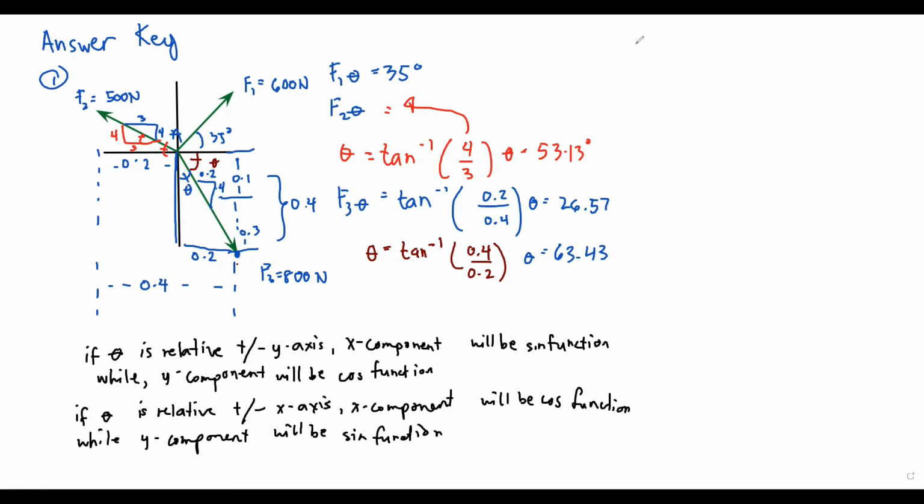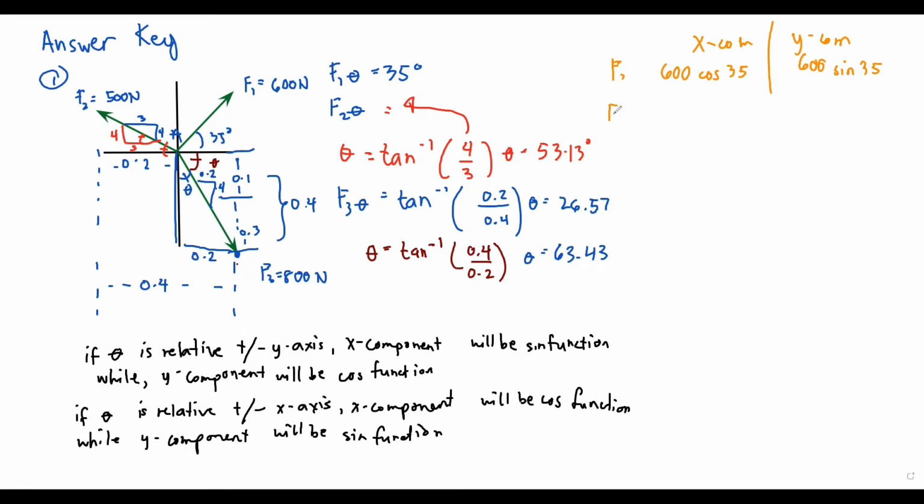We have x and then x component, then y component. Okay? F1. Technically, F1 is in quadrant 1, so both are positive. So, 600 cosine 35 and then 600 sine 35.